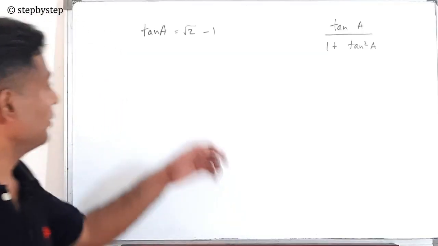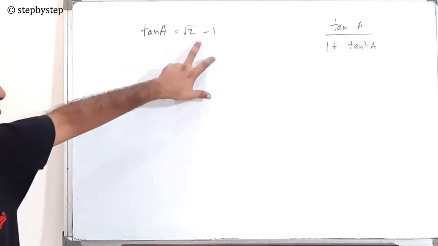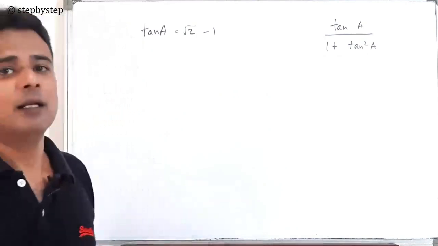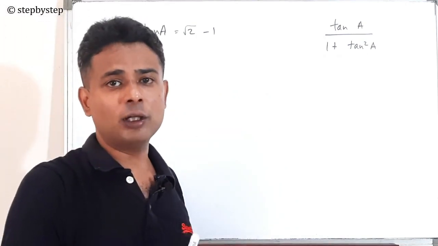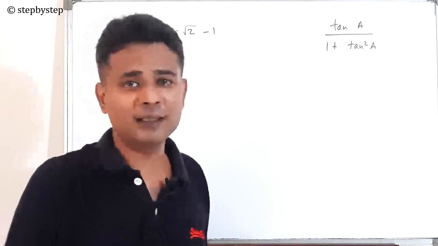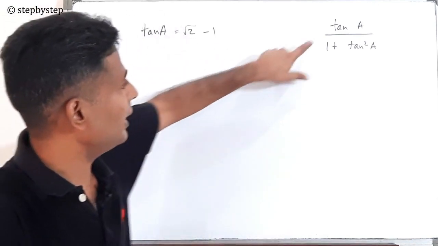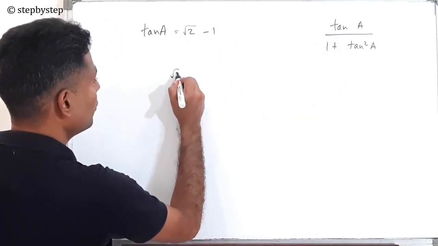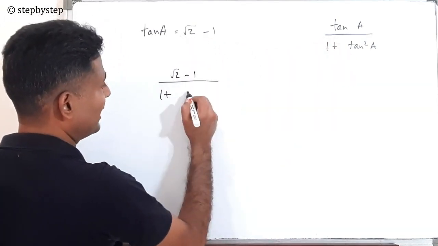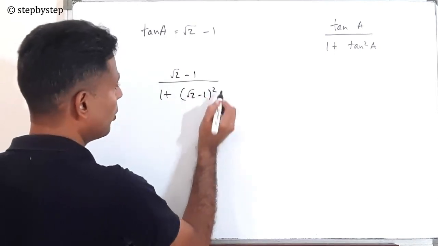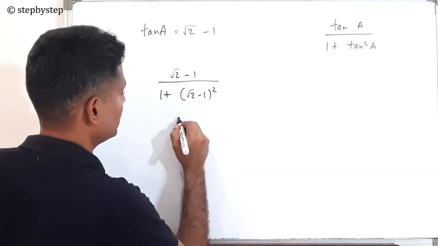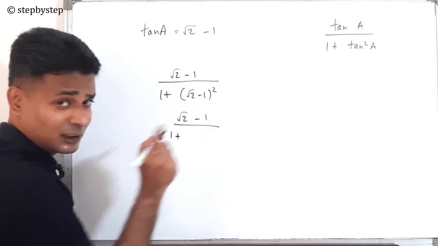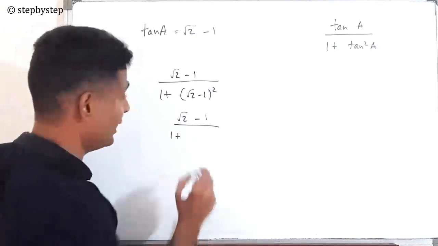Alright guys, second problem they have given tan A equal to root 2 minus 1 and you have to evaluate tan A by 1 plus tan square A. Now for this problem you don't have to sit and draw the triangle and find the third side. Why? Because they have given us tan A and everything here is tan A itself. So tan A will be root 2 minus 1 by 1 plus tan square A, which is root 2 minus 1 whole square. So we get root 2 minus 1 by 1 plus, this is of the form a minus b whole square. So you have to use a minus b whole square formula.